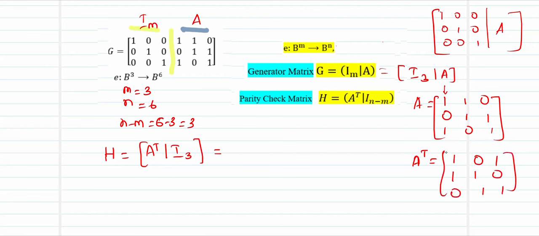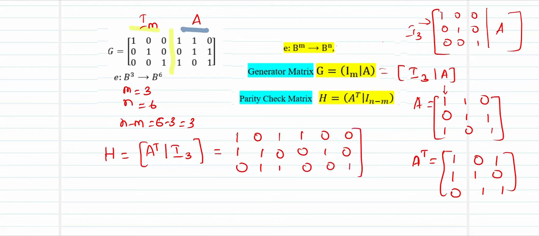What is going to be I3? I3 is going to be 1, 0, 0, 0, 1, 0, 0, 0, 1. So I have my H ready now. So for every received word, I will be using this H to compute H into R transpose. We will decode the words one after the other.